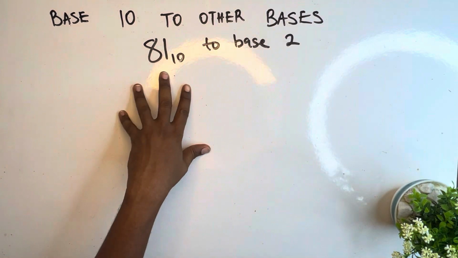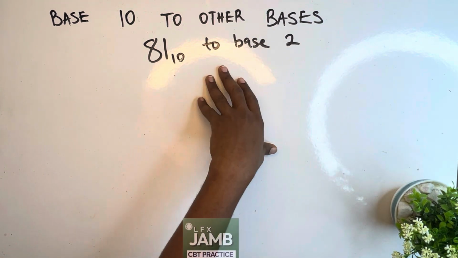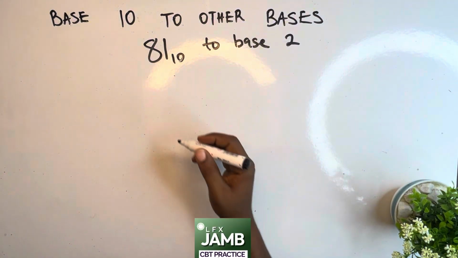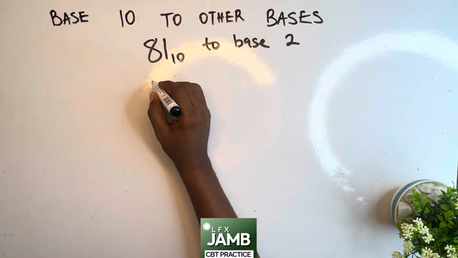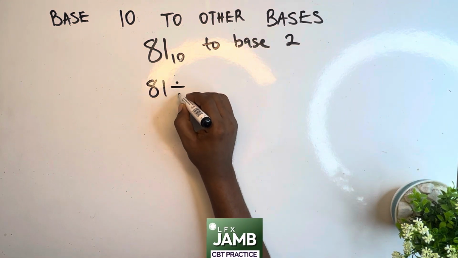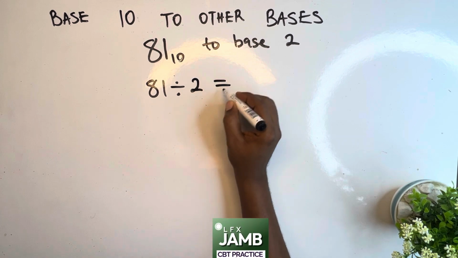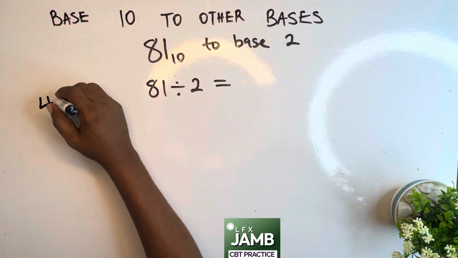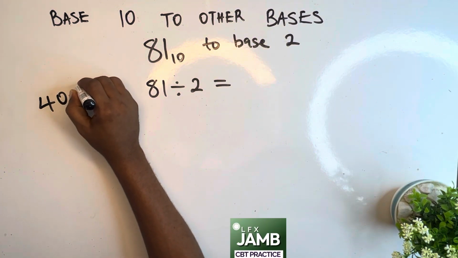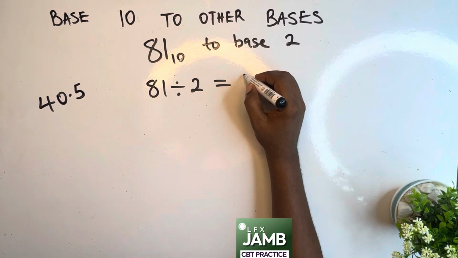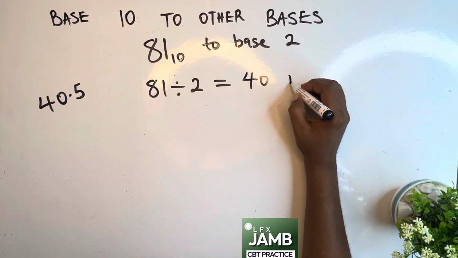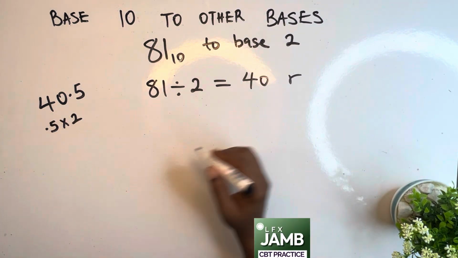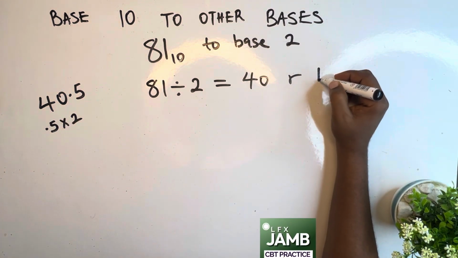So let's convert 81 base 10 to a base 2 number. So we use the continuous division method. So say 81 divided by 2. If we punch that in our calculator, we should have 40.5. So our whole number is 40, but the remainder should be 0.5 times 2, which is 1. So the remainder is 1.